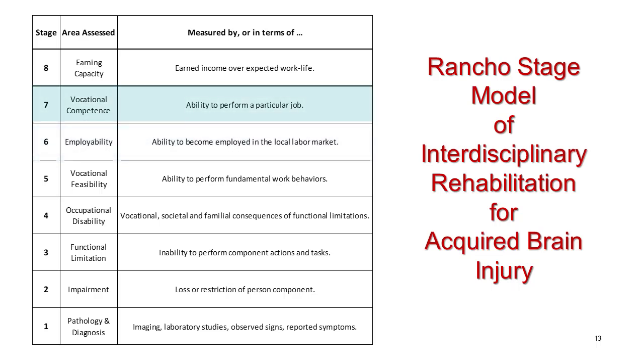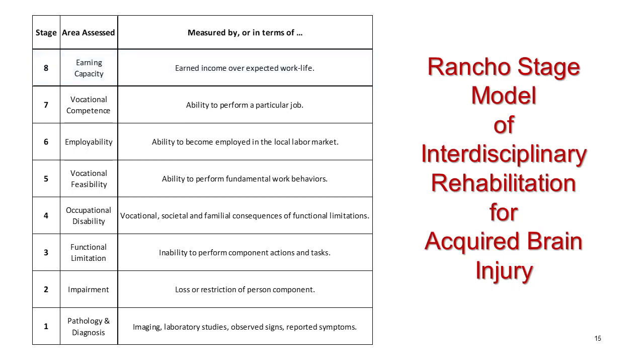The seventh stage of the Rancho model has to do with the person's ability to perform a particular job, what is known as their vocational competence. The eighth and final stage of the model addresses the person's earning capacity. At this point, we're concerned with the person's ability to earn income in work activities over their expected work life.